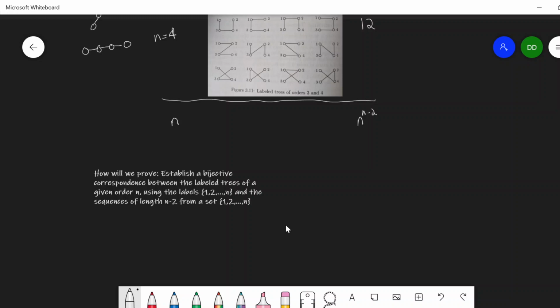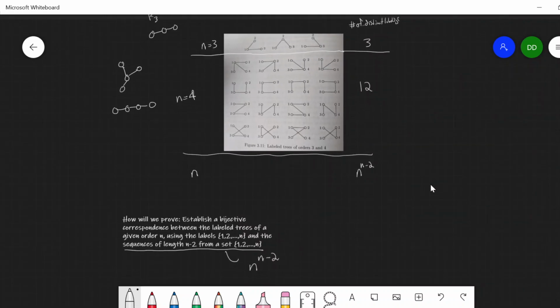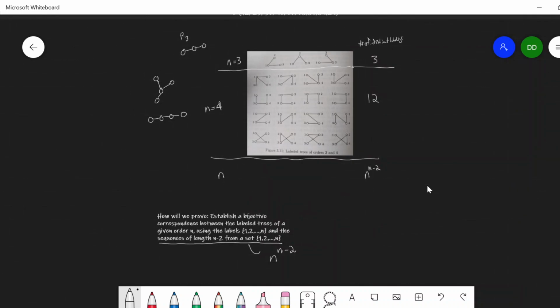And then, here we're counting the number of sequences of length n minus 2 from this set, allowing repetition. So the number of sequences of length n minus 2 will be n to the n minus 2. Right, we have n minus 2 positions to choose, each from a set of size n. We're allowing repetition, so that's n to the n minus 2. And once we establish this correspondence, the same will be true for these distinct labeled trees. Okay, that's the idea. In the next couple videos, we're going to look at these two algorithms that are going to help us establish this correspondence. And then in the final video of this 4-part video series, we'll prove this result. See you there.